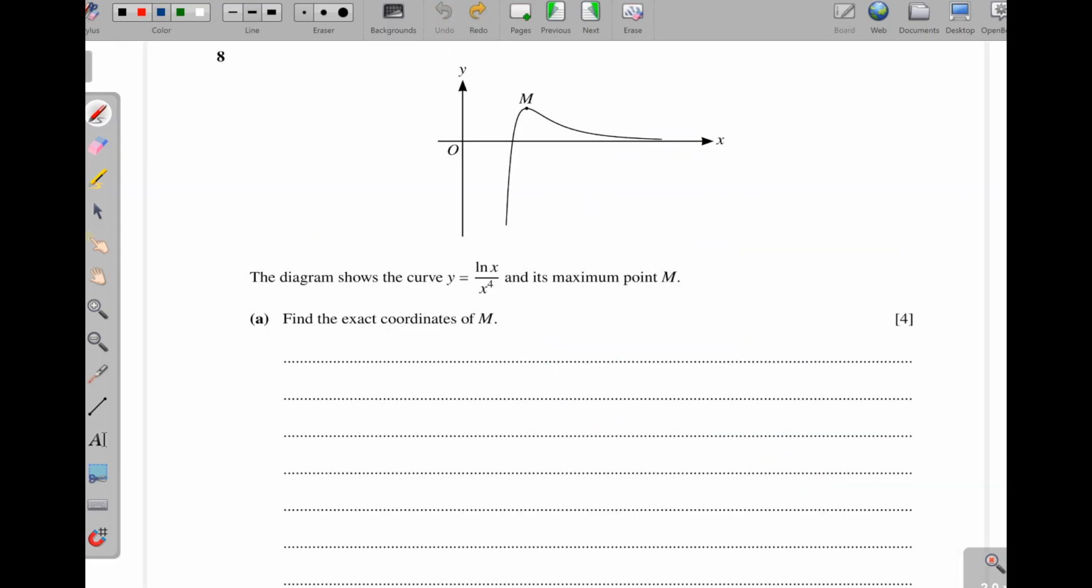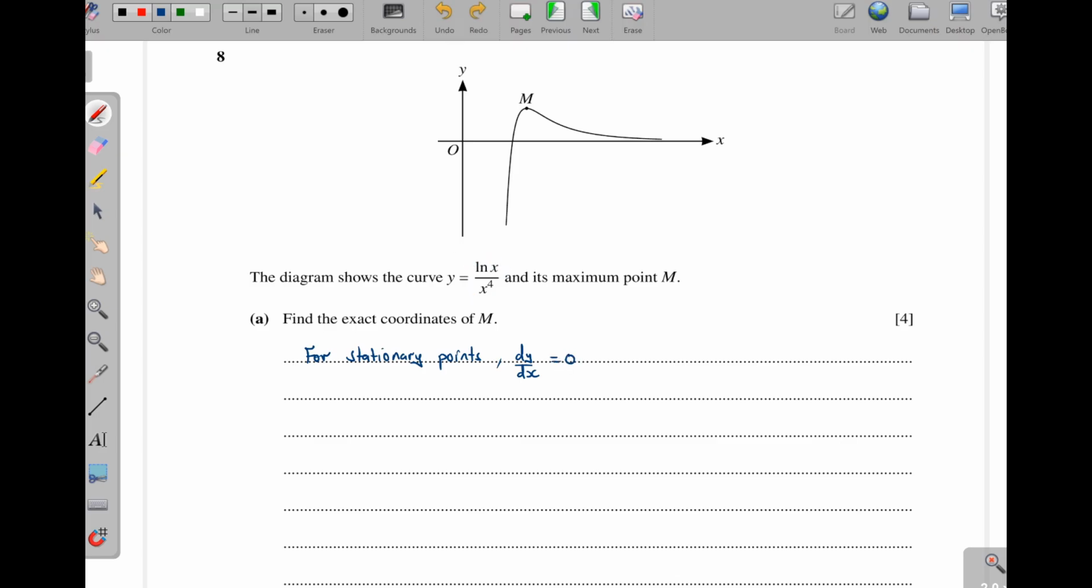Question 8. I can see this one is coming from differentiation. The diagram shows the curve y is equal to natural log of x out of x to the power of 4, and its maximum point M. The fact that they have given us the nature of this point, then this one is a stationary point, and then they want us to find the exact coordinates of M. So we need to differentiate and then equate to 0. But you know that for stationary points, dy/dx is equal to 0.